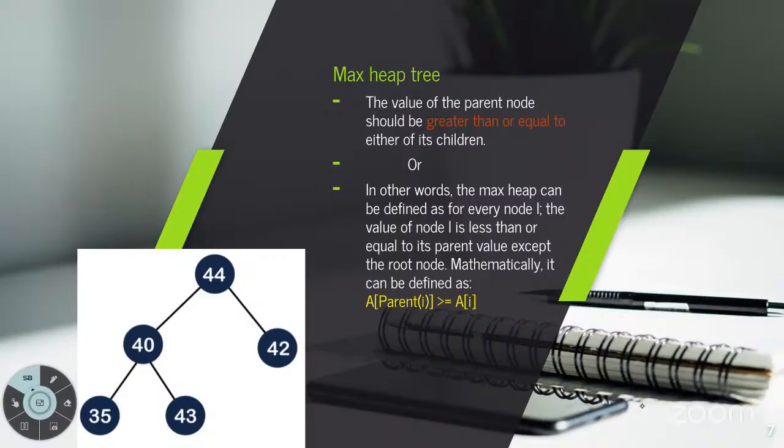What is that max heap tree? The value of the parent node should be greater than or equal to either of its children. Put this very important line in a box. Or, in other words, the max heap can be defined as: for every node L, the value of node L is less than or equal to its parent value, except the root node. Mathematically, it can be defined as A[parent(i)] is greater than or equal to A[i]. That is the implementation part, but just remember the first one: the value of the parent node should be greater than or equal to either of its children.